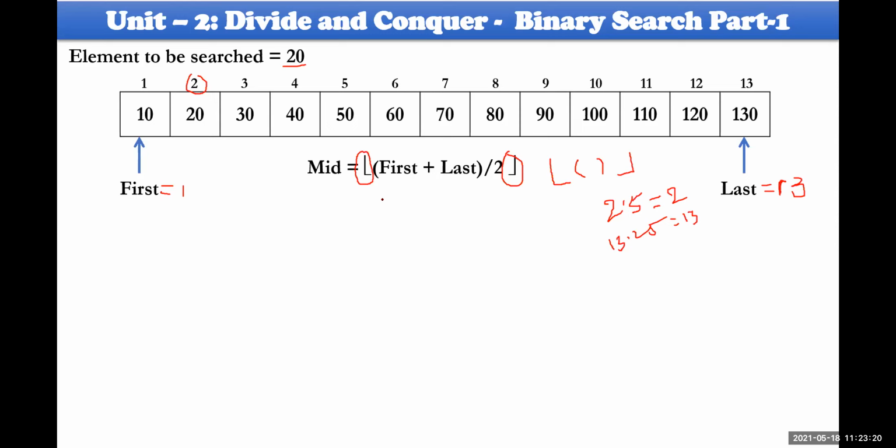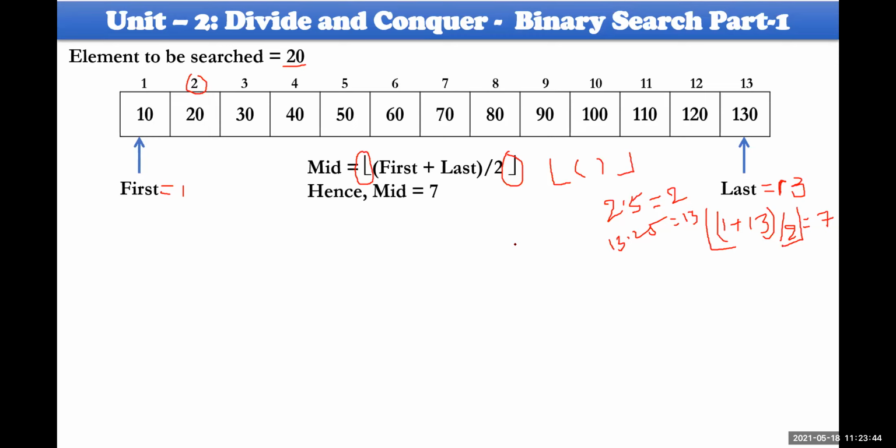So based on this one, after identification, first equals 1 plus last equals 13, divided by 2. That is 14 divided by 2, and of course this is the floor value. So 14 divided by 2 is 7. Therefore, the value will be equal to 7.